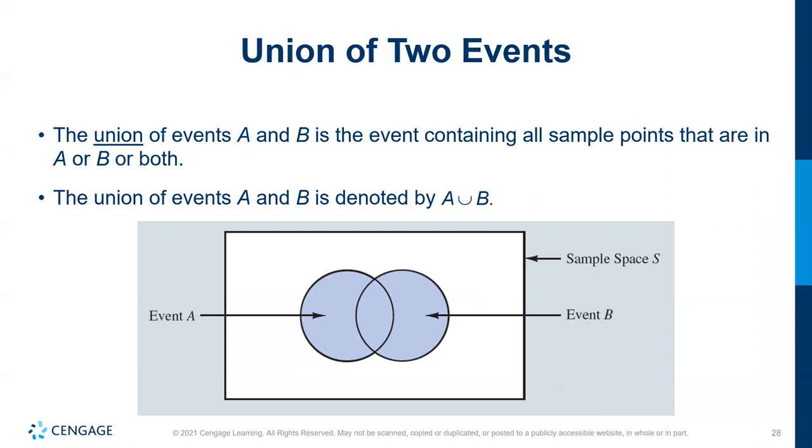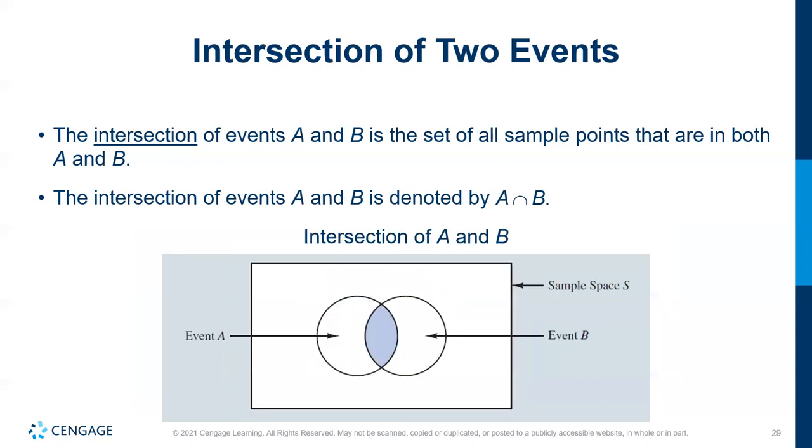The issue with this is that if you take the probability of A and add the probability of B, you'll be double counting this overlap. This overlap is called the intersection of A and B. Sometimes we'll be asked, what's the probability of the intersection? And the intersection is denoted by the upside-down U.